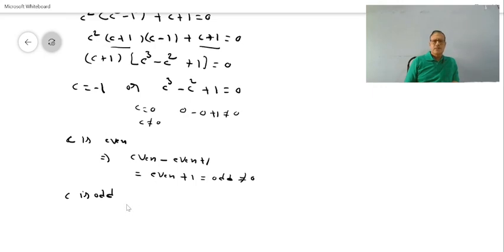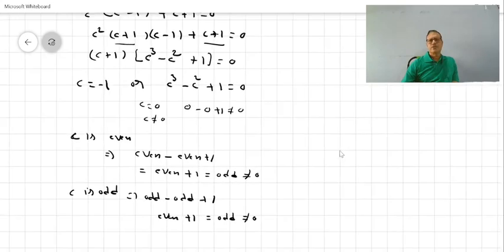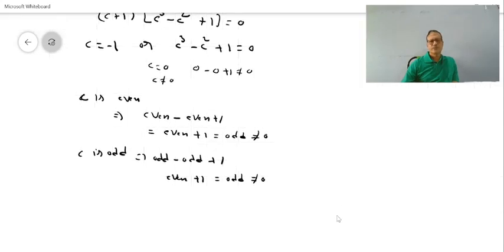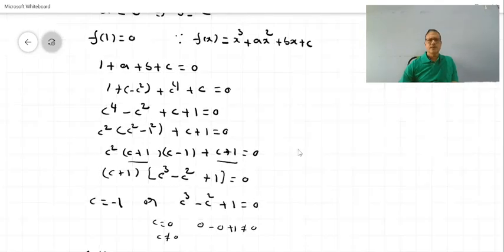Suppose c is odd. So c cube is also odd, c square is also odd, plus 1. So odd integer minus odd integer is an even integer, plus 1, that's equal to an odd number. That is not equal to 0. Therefore, c cube minus c square plus 1 is equal to 0 has no integer roots. So c is equal to minus 1 is the only root, right? c is equal to minus 1.